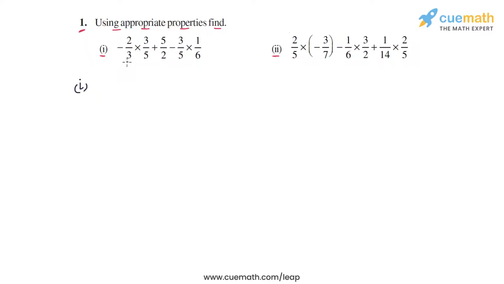In part 1, the expression is this expression that you see here, minus 2 by 3 into 3 by 5 plus 5 by 2 and then minus 3 by 5 into 1 by 6. If you observe this expression carefully, you can see that it's made up of three parts. There's minus 2 by 3 into 3 by 5, then plus 5 by 2, and then minus 3 by 5 into 1 by 6. So essentially the expression has three terms in it, these three terms that I have boxed.